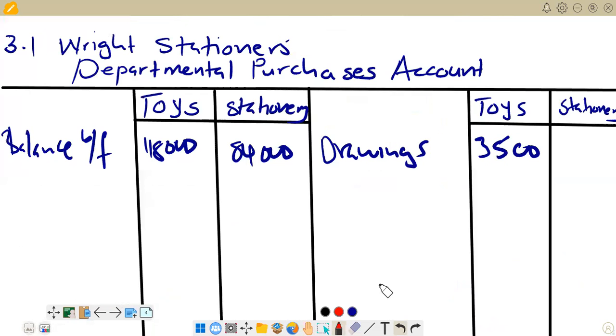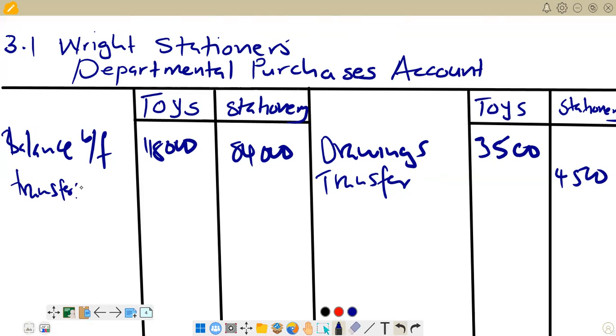So if you come here, you see we are now crediting stationery. You can say transfer. This is a transfer of 4,500. We are crediting stationery, 4,500, and then we debit our toys.